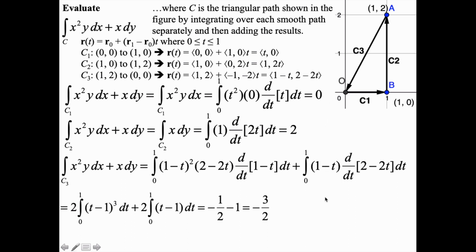So now we're going to put it all together and finally evaluate this line integral that was given originally. You just add up all the pieces. So what's 0 plus 2 plus negative 3/2? Well, that gives us a final result of 1/2. Okay, so this slide looks pretty dense. It has a lot of line integral calculations in it. It takes a little work to do line integrals even when you parameterize in terms of t. Let's see if we could take another approach.